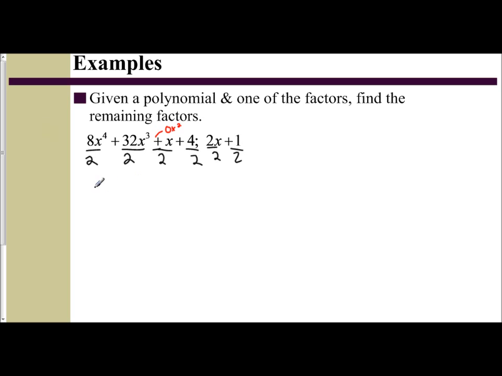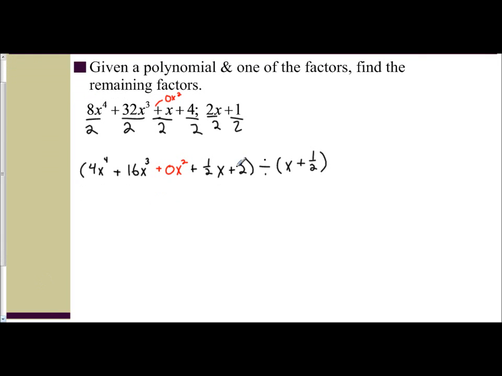So let's just look at the polynomial. We get 4x to the 4th. We get 16x cubed. And I remember we have to have a 0x squared. We have a 1/2 x plus 2. And we're going to do synthetic division with x plus 1/2. And so there we go. Remember, we're told this is a factor, which means our remainder should be 0.